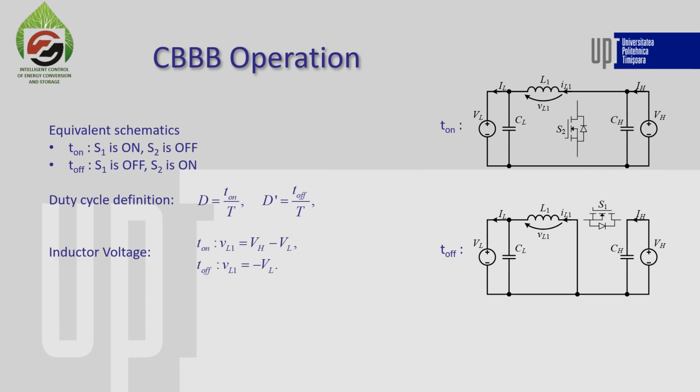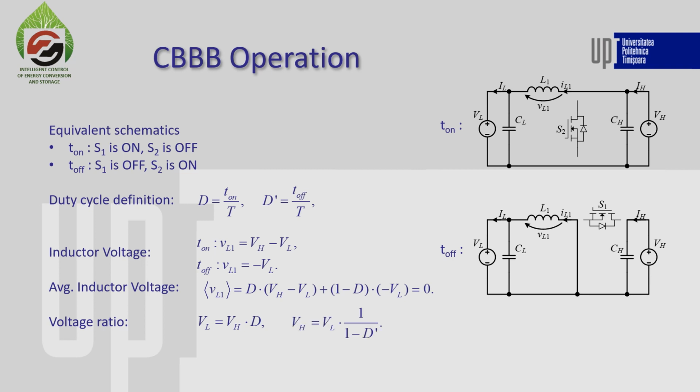We continue the analysis by representing the inductor voltage for the two switching intervals. Therefore, we can calculate the average inductor voltage, and because we have steady state operation, we can consider that the average voltage on the inductor is equal to 0. Next, we can express the voltage ratio with the well-known formula for the buck or for the boost converter operation.